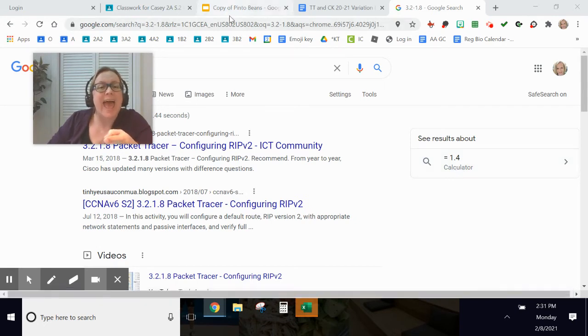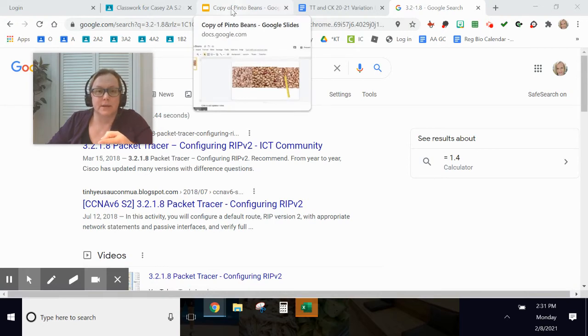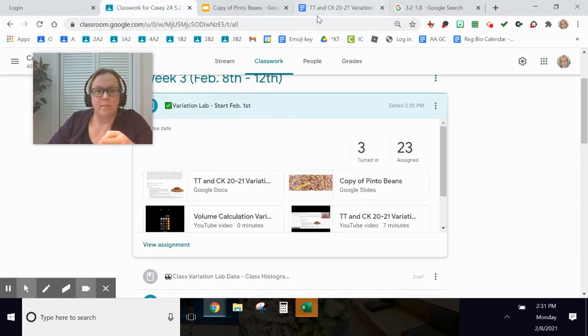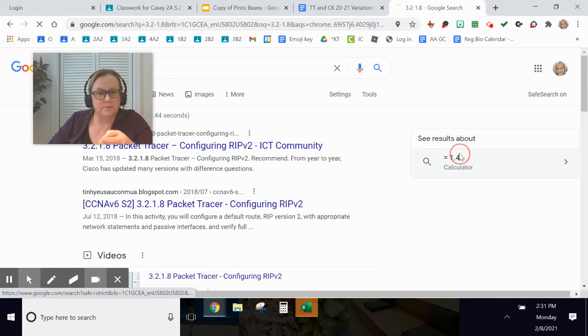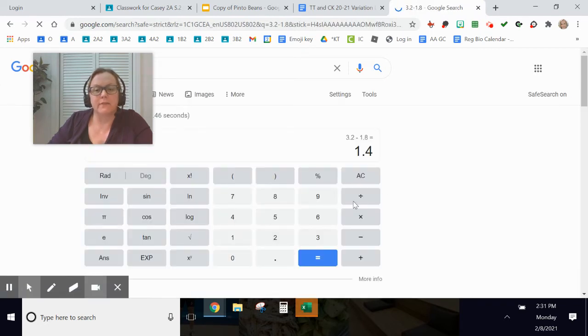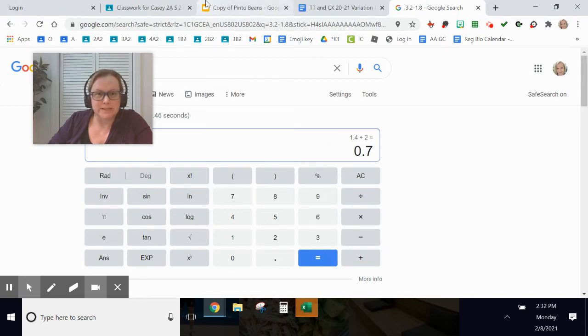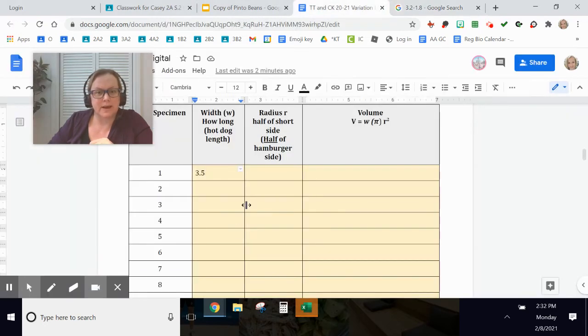However, I need half of that. So if I take 1.4, right, here's my calculator results, and I divide that by 2, I get 0.7. So when I go into my data table right here, I'm going to type in 0.7. Let me get rid of that red highlighting so you can see it. And that's half of the hamburger.